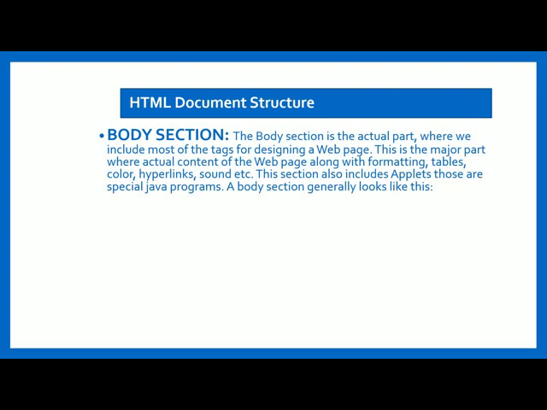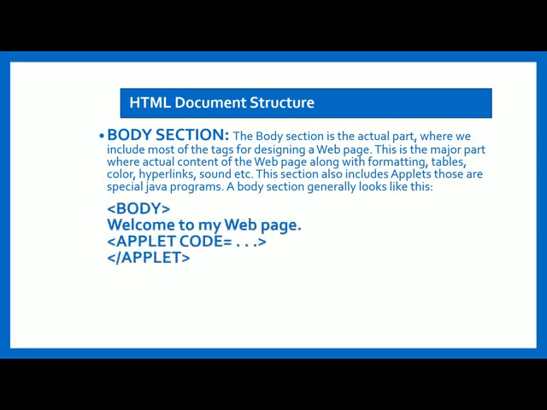Let's have a glance at this particular section when we go for writing HTML coding. This will begin with the body tag. Then we have the content, welcome to my web page. Then we have the applet tag. The applet tag will come inside the body tag. Then here we have the attribute of the applet tag, that is code. In between the tag and the attribute we have one space. Then closing of the applet tag is done with the same name, prefixed with the slash.